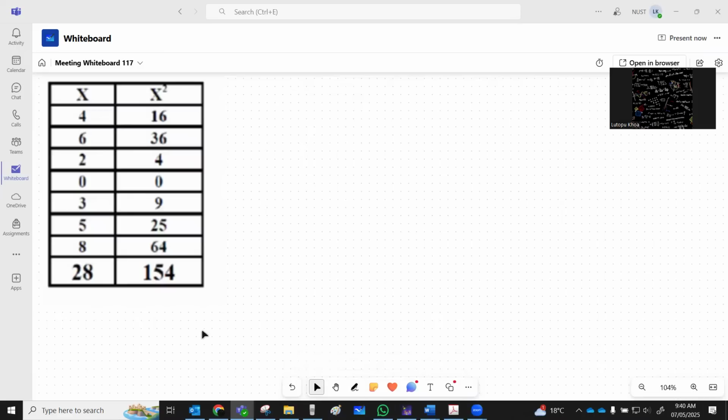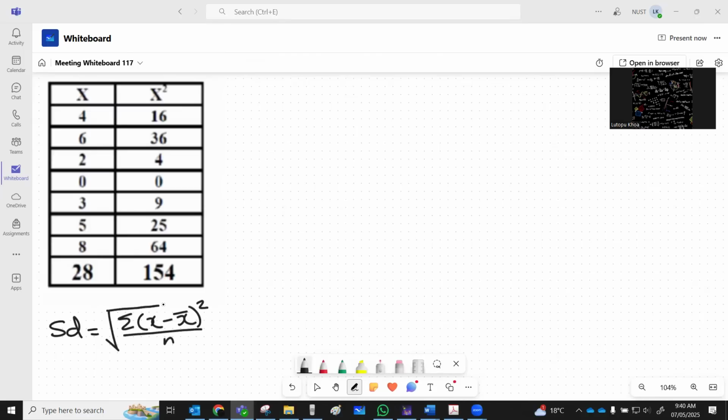So the first formula, the formula over here, says that the standard deviation is the square root of the sum of (x minus x bar) squared, divided by n. For each of these x values, you have to subtract the mean from it, then square it, and then add everything together. So we need to work out the mean, x bar. Like I said, first I'm going to do it the long way and then show you how you can easily do it on the calculator.